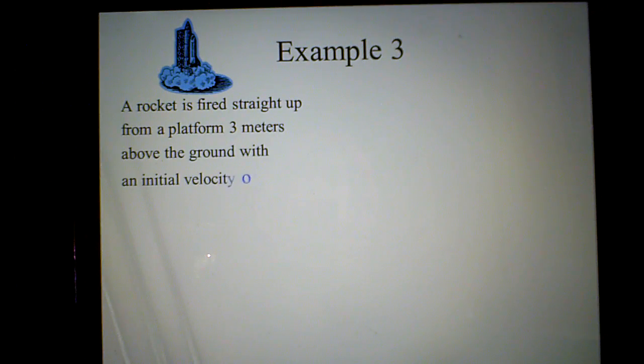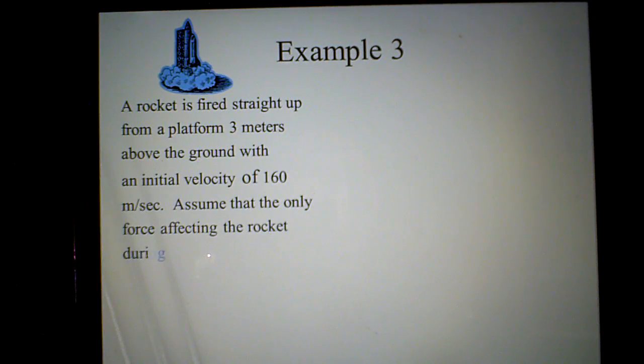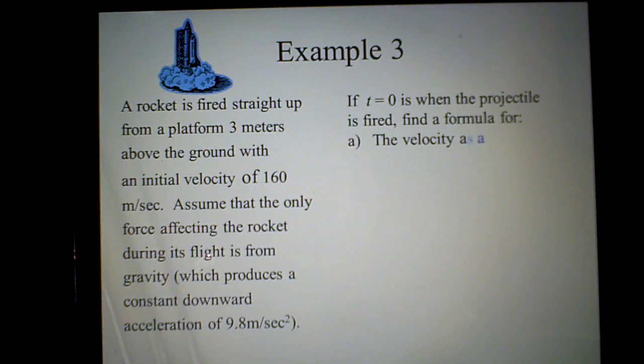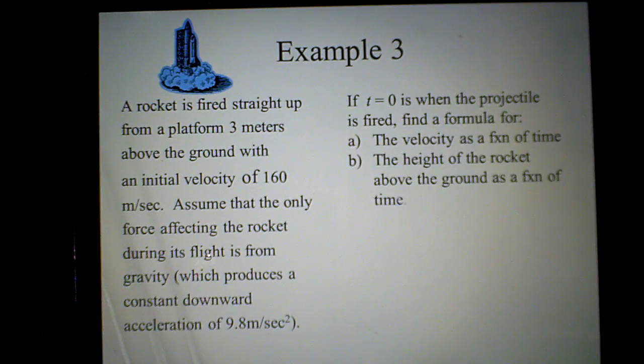So, a rocket is fired straight up from a platform 3 meters above the ground with an initial velocity of 160 meters per second. Assume that the only force affecting the rocket during its flight is from gravity, which produces a constant downward acceleration of 9.8 meters per second squared. Notice on the previous examples I didn't have any units. That's because they didn't give me any units. This problem has units with it, so I need to make sure that I use units on my final answer. They gave me t is equal to 0 when the projectile is fired.